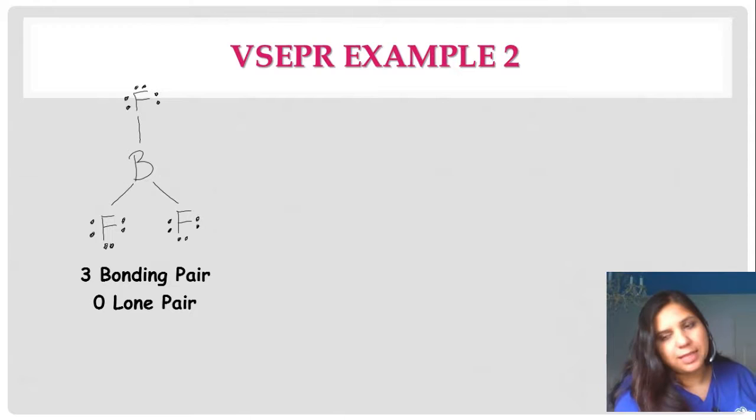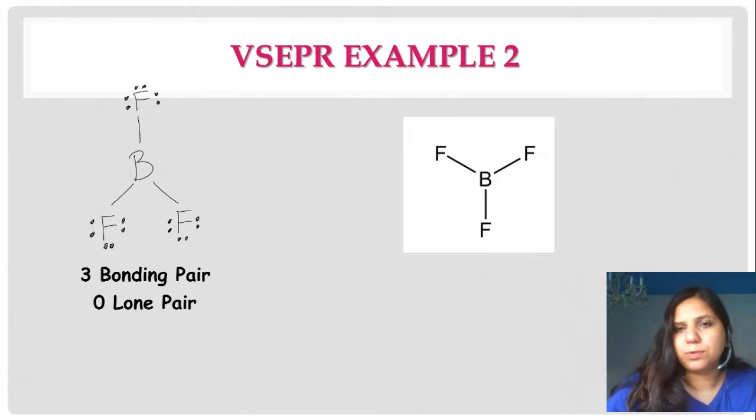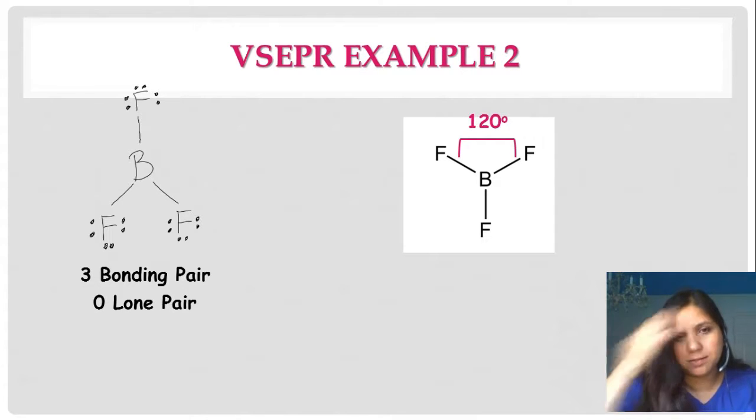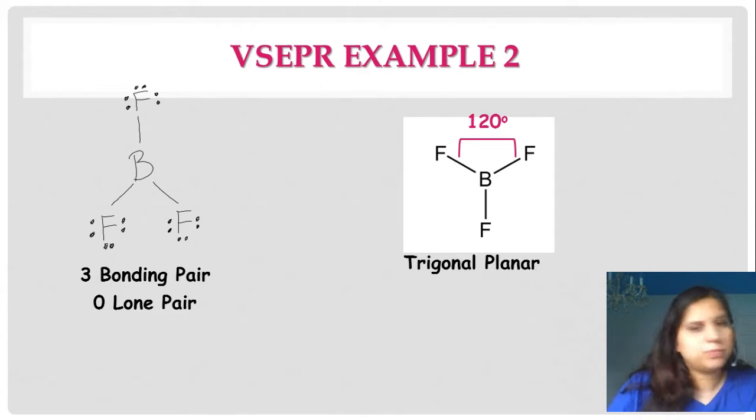And so I'm looking at my chart, I'm going to take that and turn that into B and F's. So boron in the middle, fluorine on the outside. Then I'm going to label the bond angles. So that's right here to here. That's 120 degrees. And I'm also going to name the shape trigonal planar.